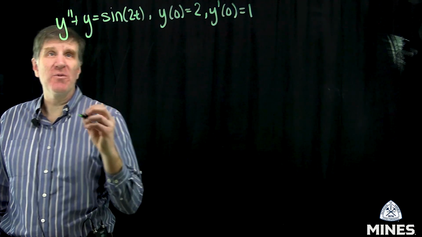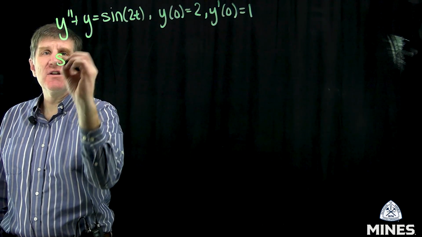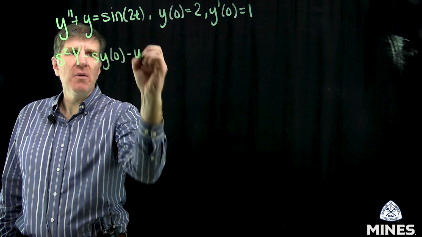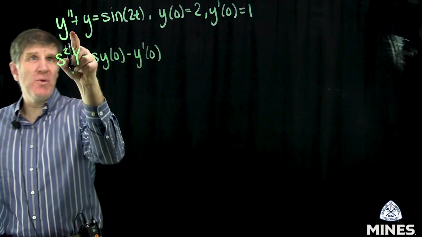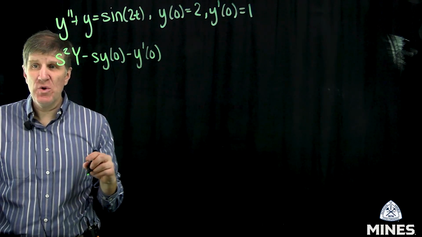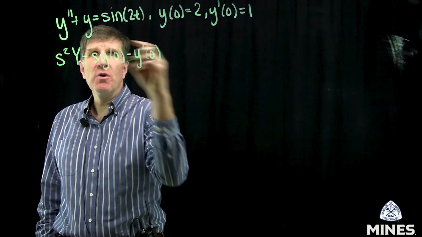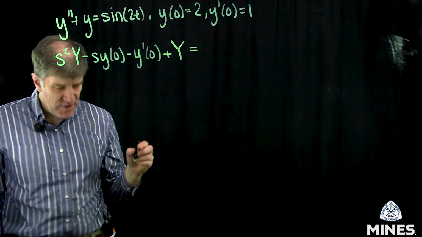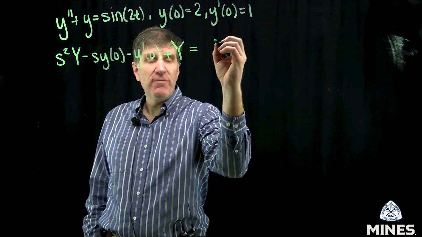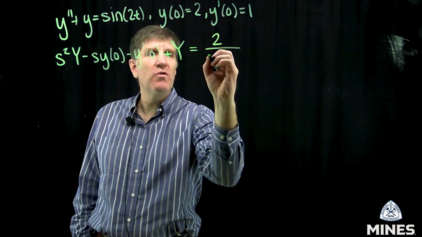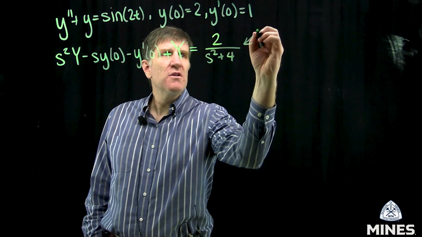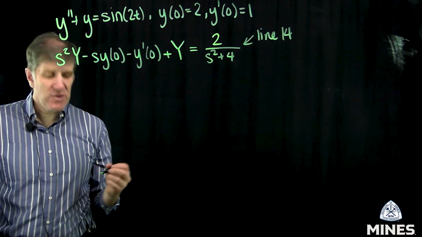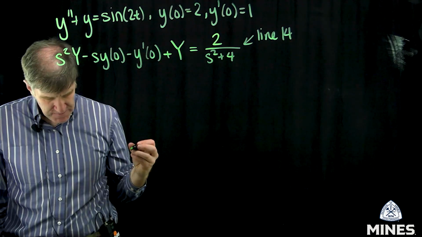We take the Laplace transform of the entire differential equation. That gives us s squared capital Y minus s y of 0 minus y prime of 0. That's the Laplace transform of y double prime. That's line 2 in our table. And then the Laplace transform of little y is just big Y. And the Laplace transform of the sine of 2t, that's line 14 in our table. That is 2 over s squared plus 4. So that's line 14 from the table for the Laplace transform of the sine of 2t.